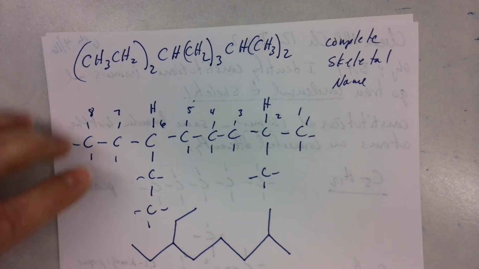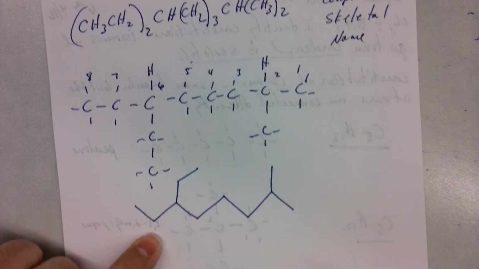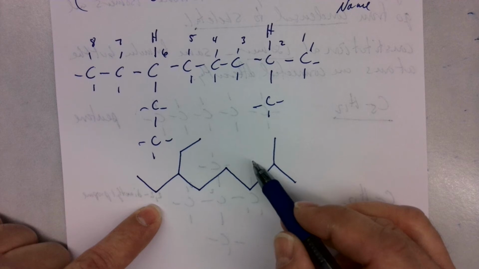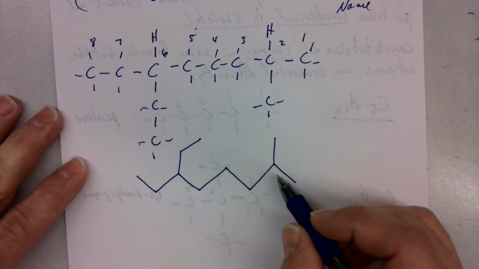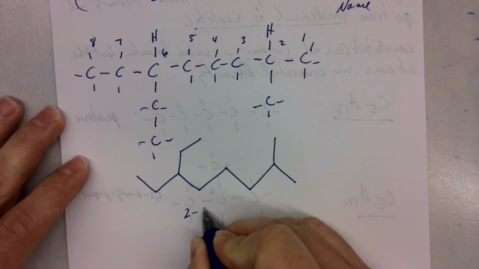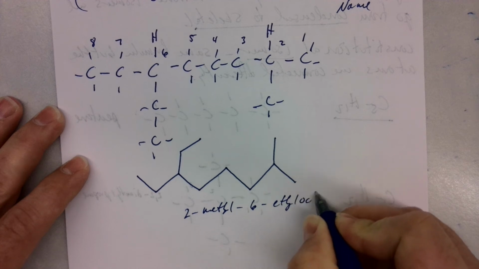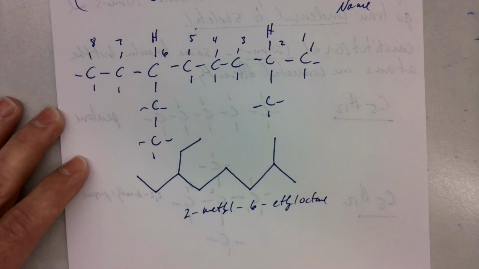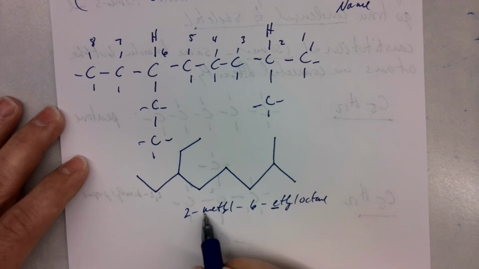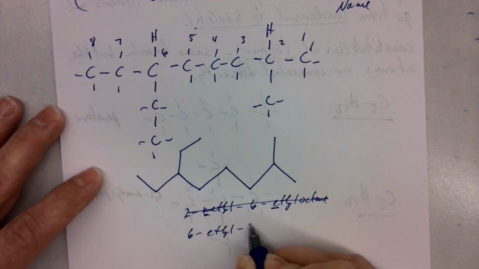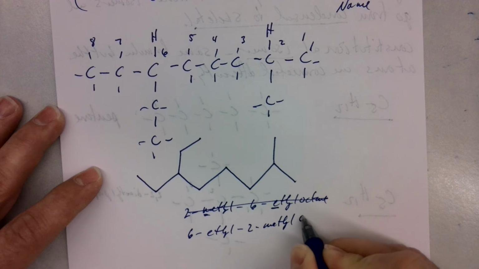Okay, so here's my skeleton. Okay, now, do you have this? Yeah. No? Do you have this? What did you get for a name? 2-methyl-6-ethyl. Did anybody get that besides Hannah? Why has it got to be ethyl first? Alphabetically comes before M, so it actually should have been 6-ethyl-2-methyl octane, right?